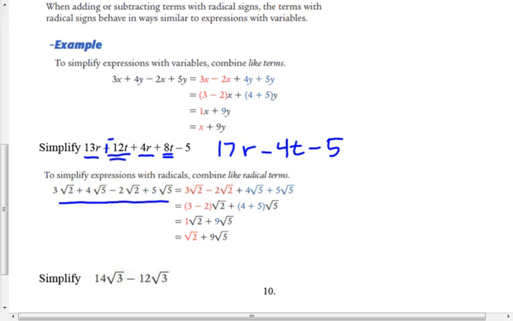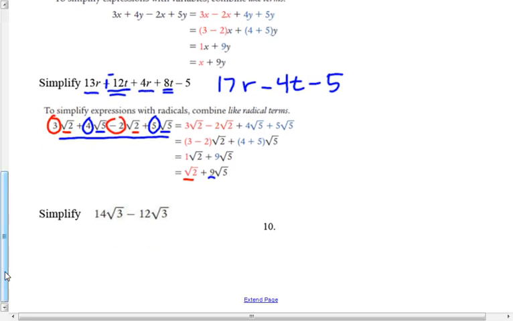Okay. Here's an example of how you simplify radical expressions. Again, you look for like terms, and the way you know they're like terms is they have the same square root. So the square root of 5 and the square root of 5 there. So what we're going to do is just combine the 4 and the 5 and make it 9 times the square root of 5. And both of these have the square root of 2 multiplying on them, so we're going to do 3 minus 2, which is 1 times the square root of 2. That's how we're going to simplify that.